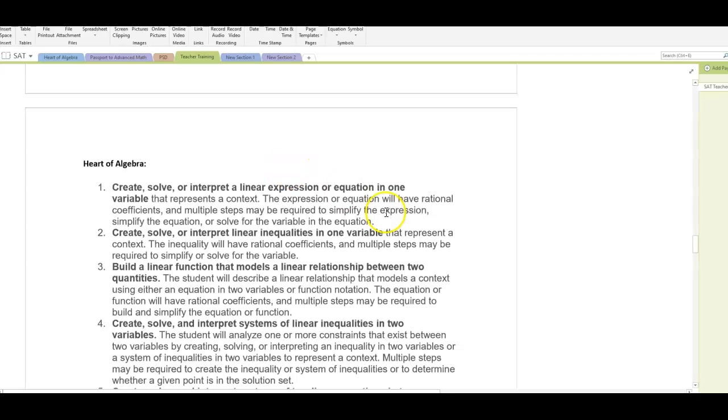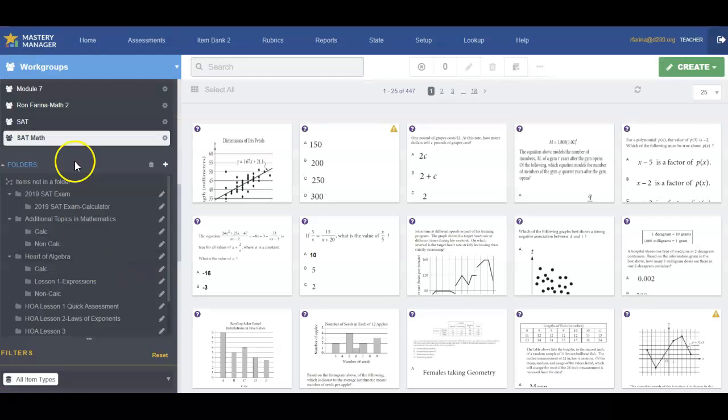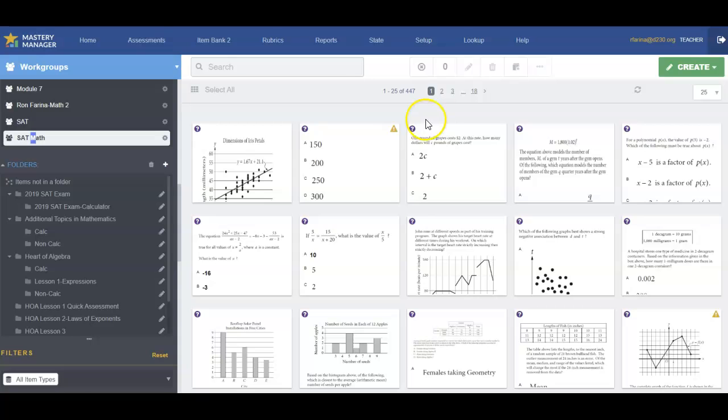because it would have made my life a little easier. So when I first started, my goal was, let's make a bank of questions for each domain and label them to standards. What I did is I went to Mastery Manager and used the 2019 exam along with the practice exams that College Board released. There's 10 of them. And I entered 447 questions in here.